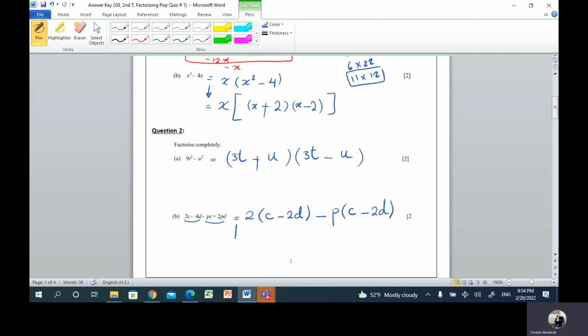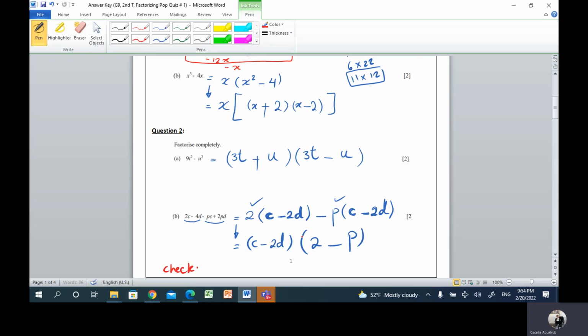Now, this is a two-step factorizing. As you can see, what's common here is c minus 2d. So c minus 2d as an expression will come out. We open a bracket. What is left here? 2 minus p. And if you want to check, you can always expand.